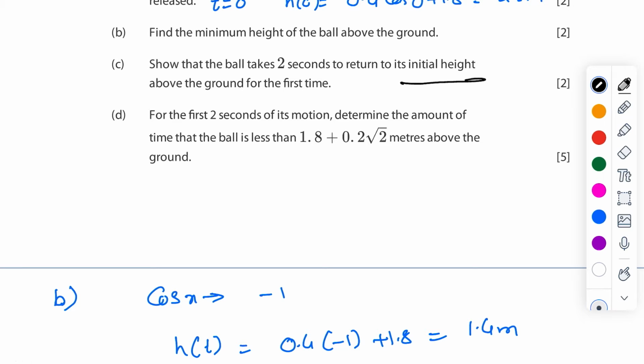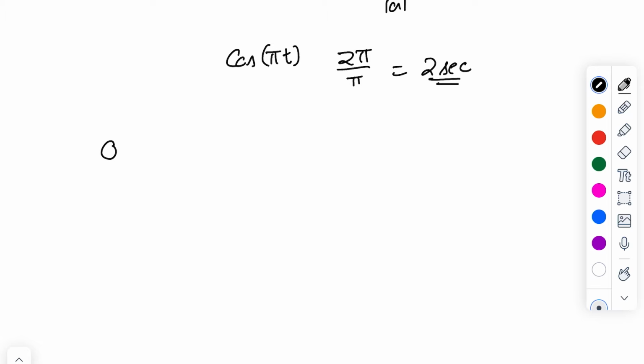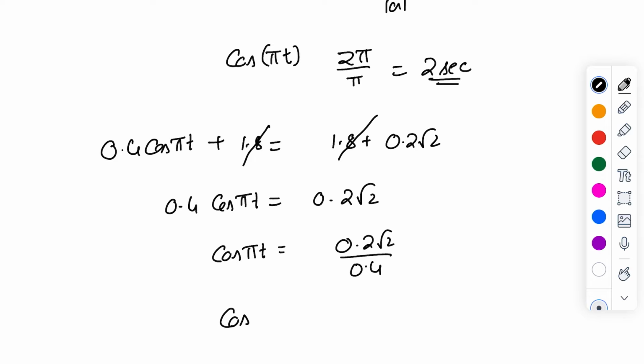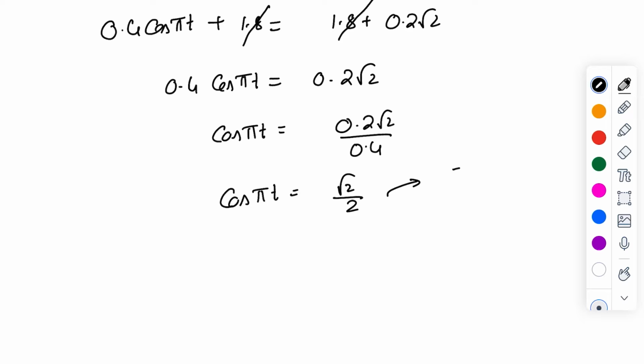For the first 2 seconds of the motion, determine the amount of time the ball is less than this particular height. So for that, 0.4 cos pi t plus 1.8 should be equal to 1.8 plus 0.2 root 2. 1.8 gets cancelled. 0.4 cos pi t equals 0.2 root 2. Cos pi t equals 0.2 root 2 divided by 0.4. So cos pi t equals root 2 upon 2. This is basically 45 degrees.